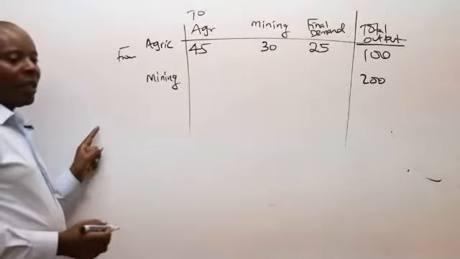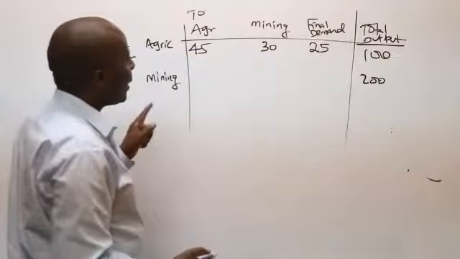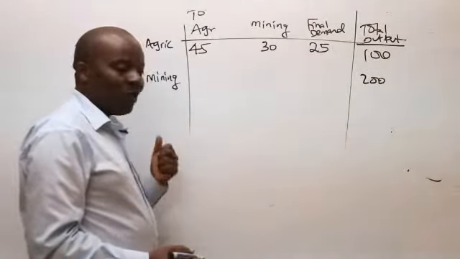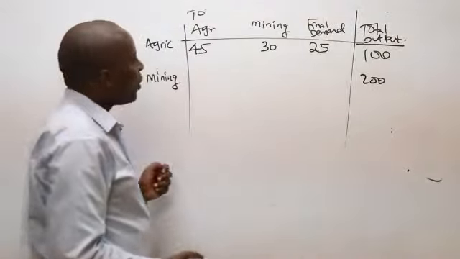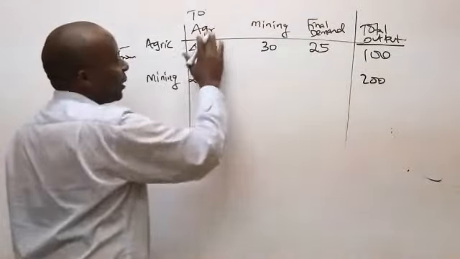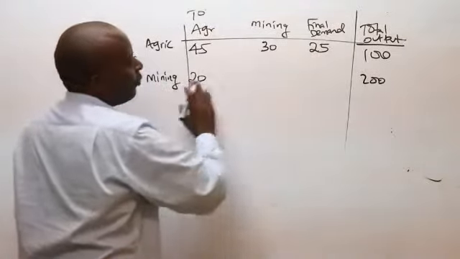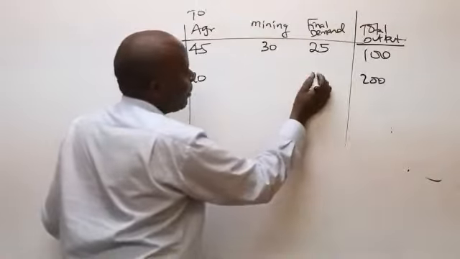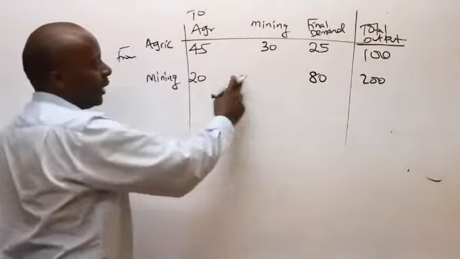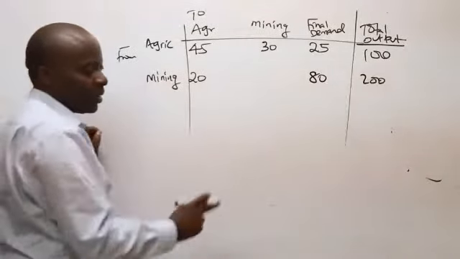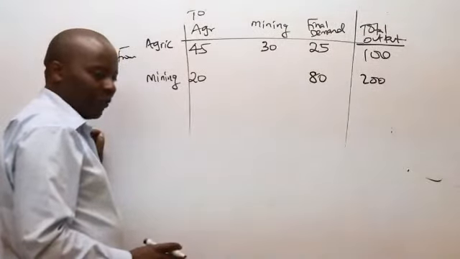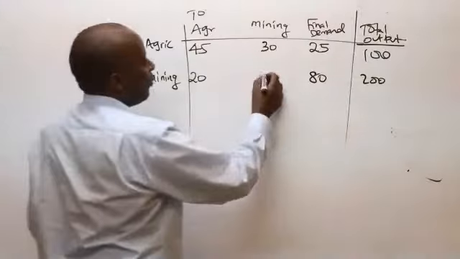Now mining also supplies some things to agriculture, for example, in form of fertilizers. We need limestone when making fertilizers, right? So mining sends, for example, 20 to agriculture. Mining for final consumption, ladies and gentlemen, perhaps 80. So how much remains for mining itself? The balancing figure for mining. Thank you very much.